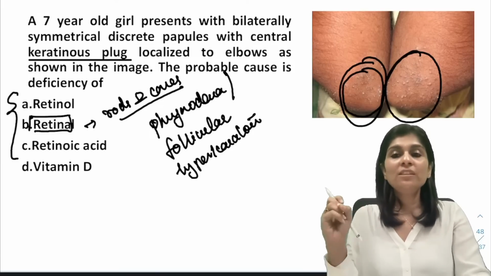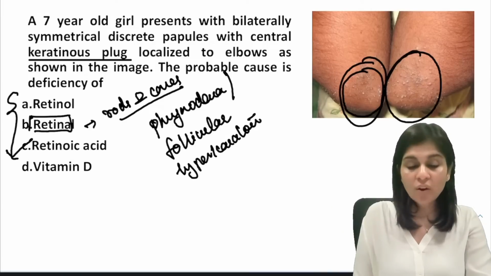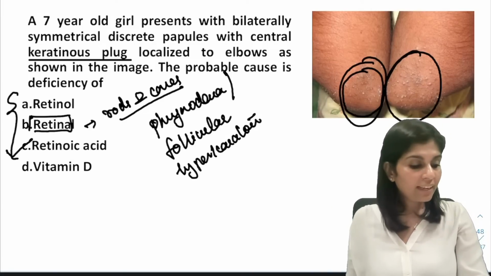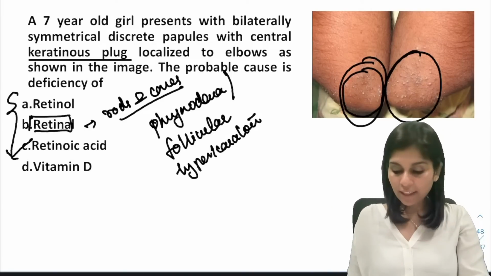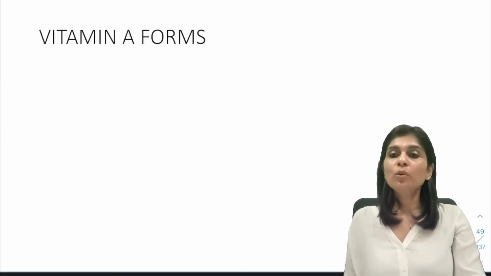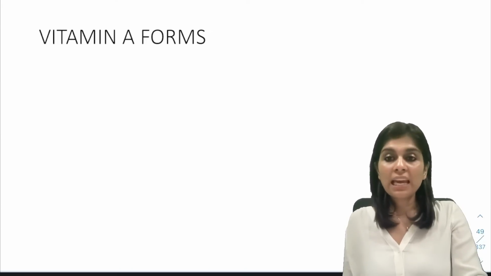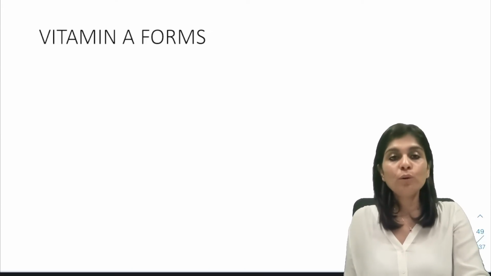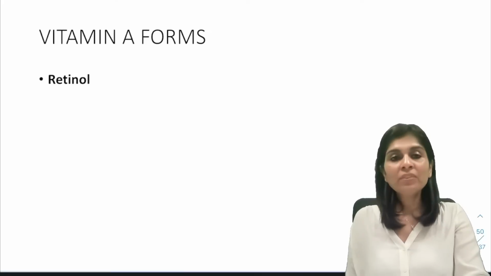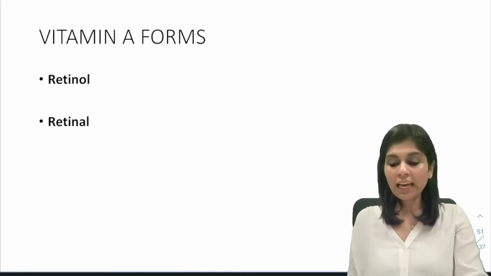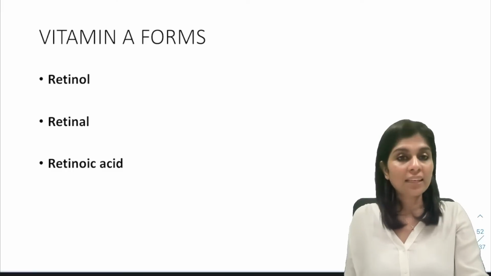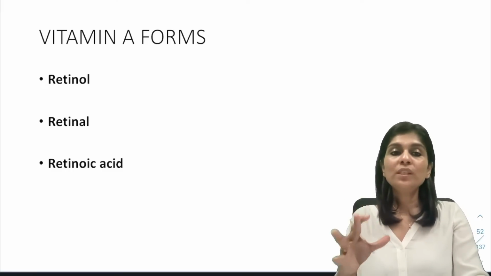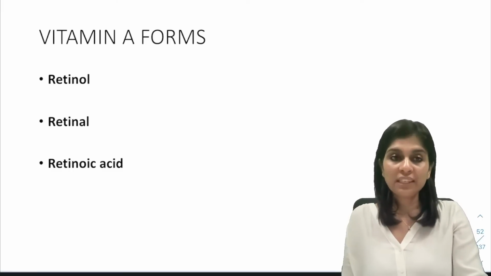So which deficiency causes skin lesions? It is retinoic acid. What is the right answer? Very good, Akhtar. The answer is retinoic acid, choice C. So I'm going to now tell you about the 3 vitamin A forms. What are the 3 vitamin A forms? The alcohol form retinol, the aldehyde form retinal, and the acid form, which is retinoic acid. And they often ask you questions related to the 3 forms of vitamin A.